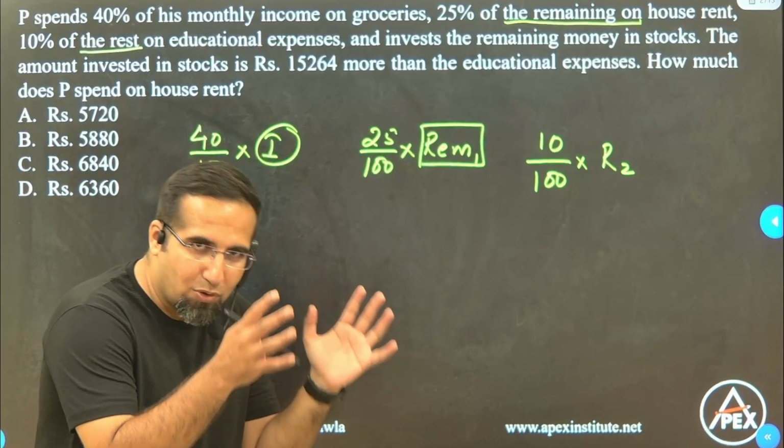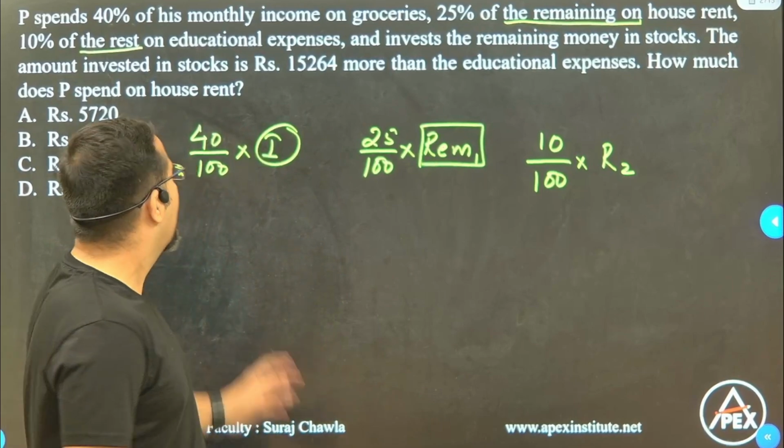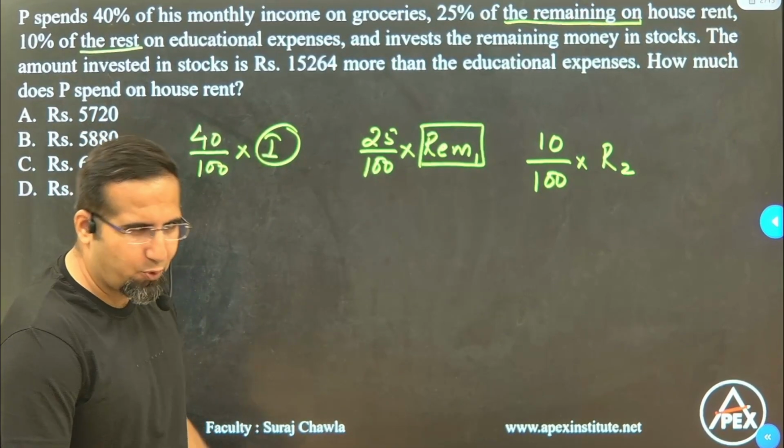So this is the most important sentence which talks about the equation statement, right? How much money is spent on house rent? So the question statement is very easy.